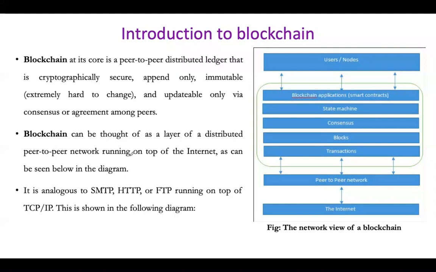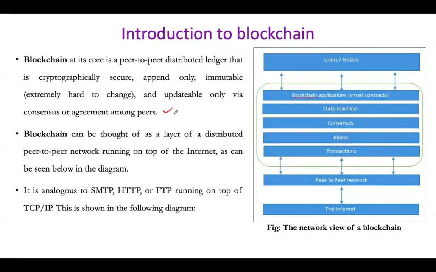So the blockchain, at its core, is a peer-to-peer distributed ledger that is cryptographically secure, append only, immutable, that is extremely hard to change, and updatable only via consensus or agreement among peers. So that is one definition regarding that.